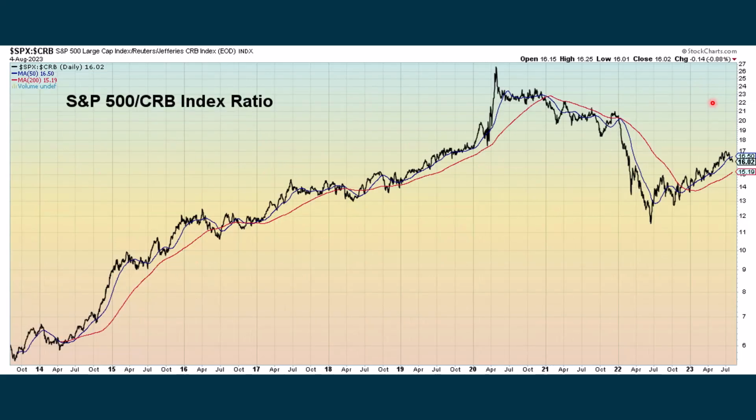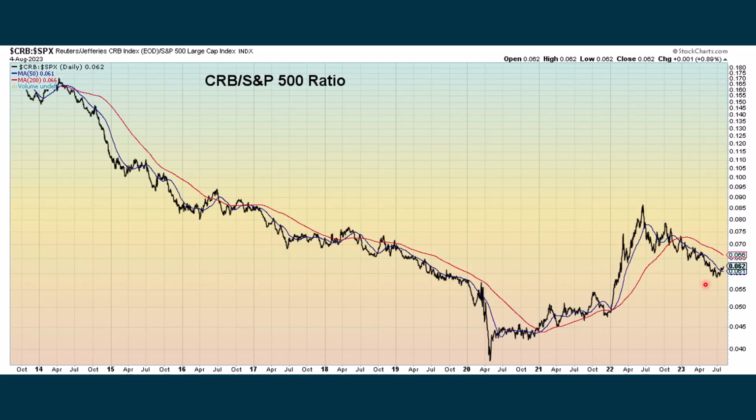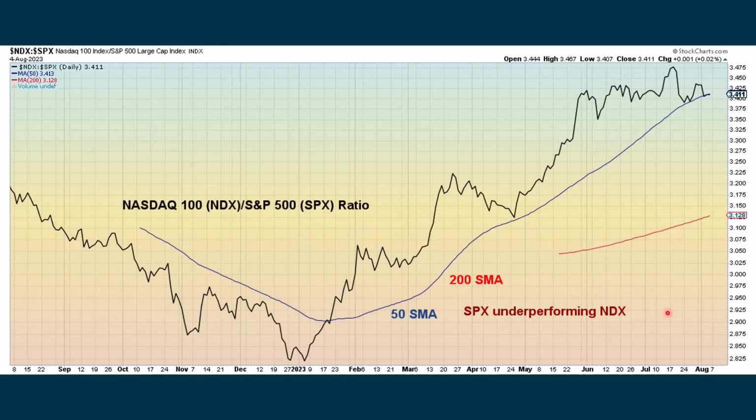We compared the S&P 500 to the CRB index ratio, and this is showing that the S&P is outperforming the CRB. Here's an inverse of that same chart showing how the CRB is underperforming. We look at the NASDAQ 100 and the S&P 500 and compare them.